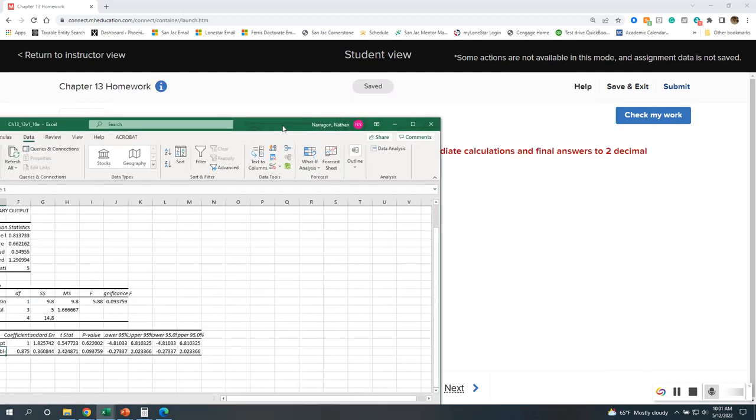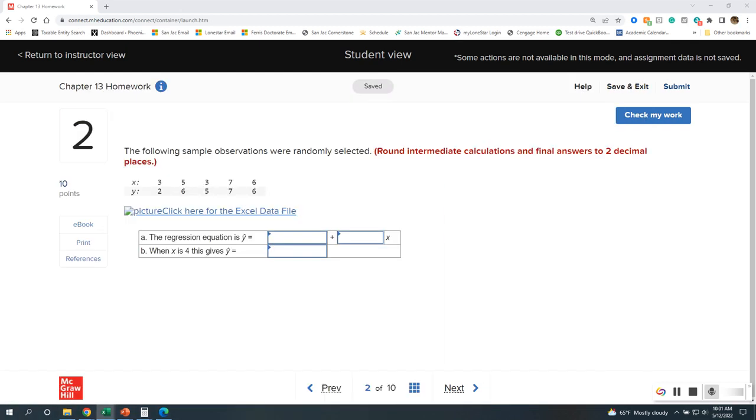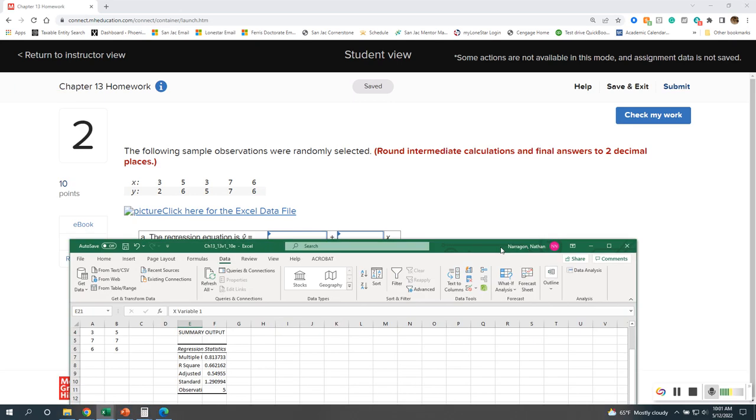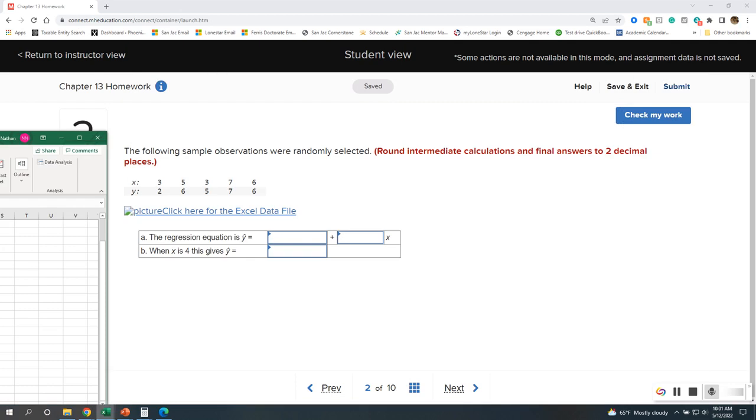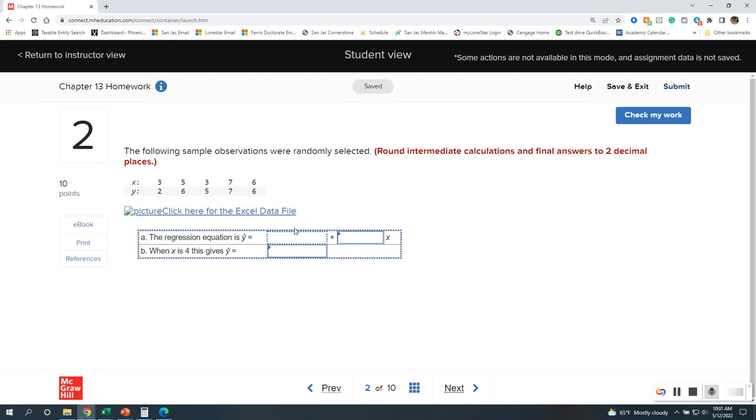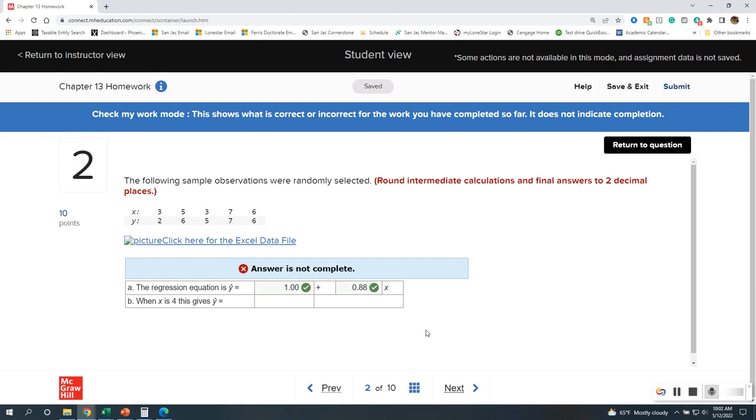Now, for this, we need to do the regression equation, which is the y-intercept, which it already gave me as 1, and basically our slope. And it says 2 decimal places. So 1 plus 0.88. We'll go ahead and check.